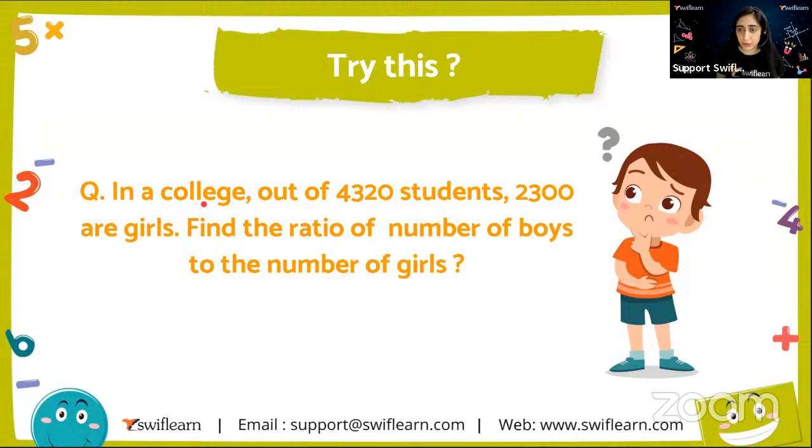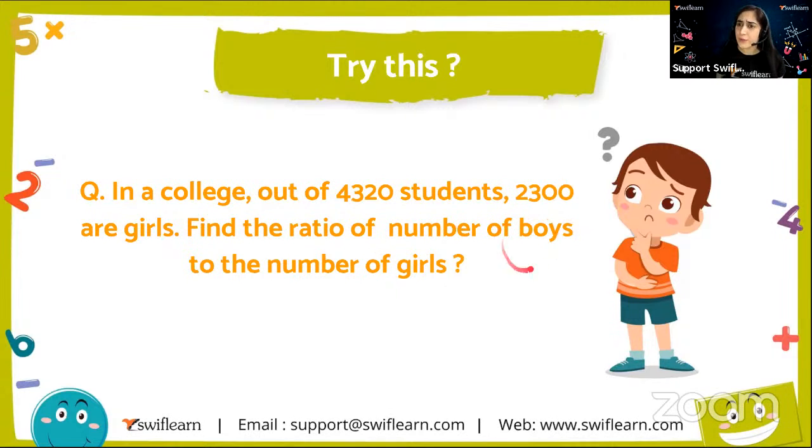So in a college, out of 4,320 students. So what are 4,320 students? They are the total students. Is it clear, everybody? So it's saying out of means these are the total number of students. Okay. So I know the total number of students. Now the next line says 2,300 are girls out of these. So I know the number of girls is 2,300.